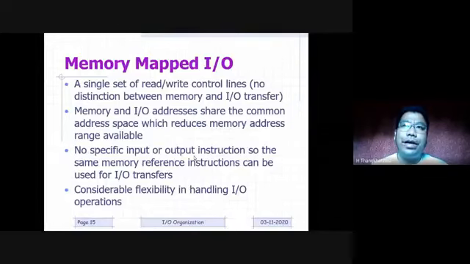So in isolated IO, memory address and IO address are separate, but in this memory map IO they share the same memory address space. Okay, and isolated IO can have separate instructions for input and output. Okay, a separate instruction format for input as well as a separate instruction format for output.